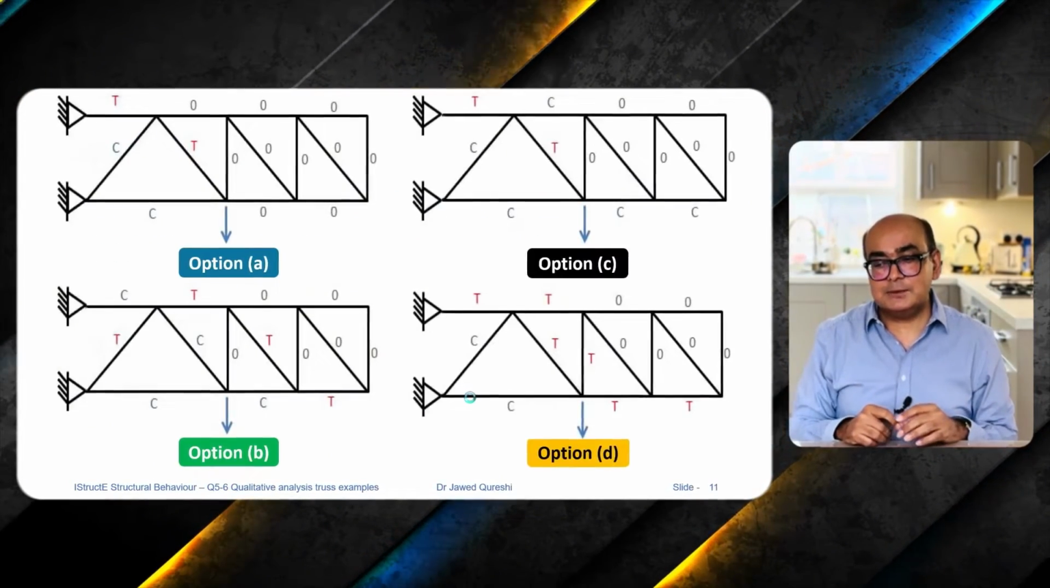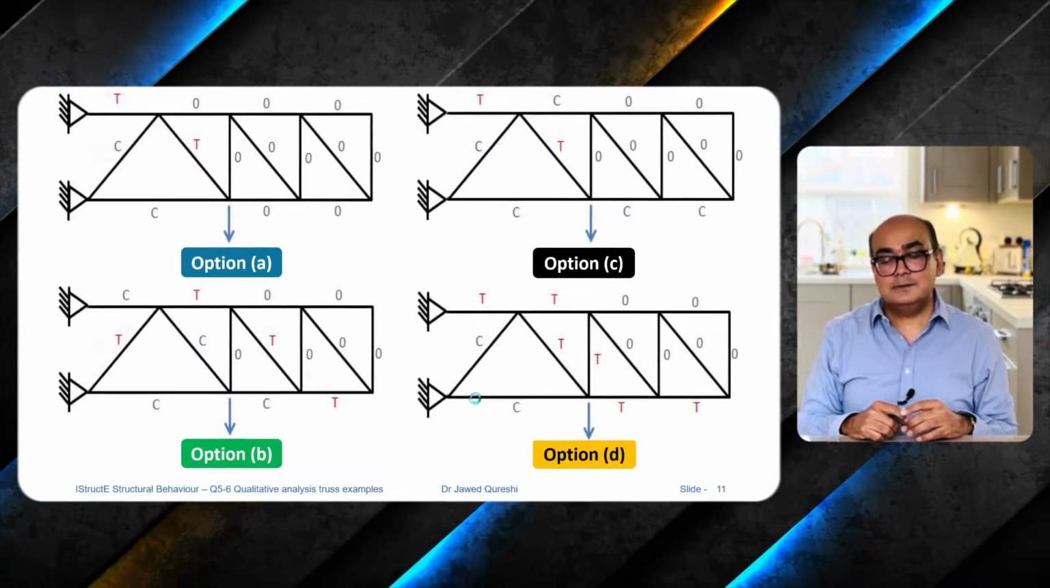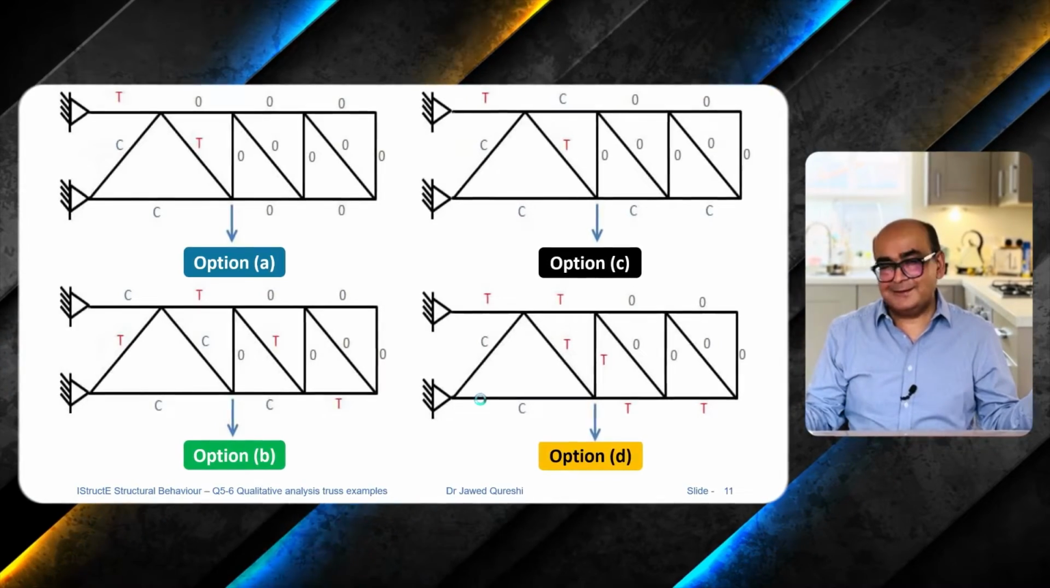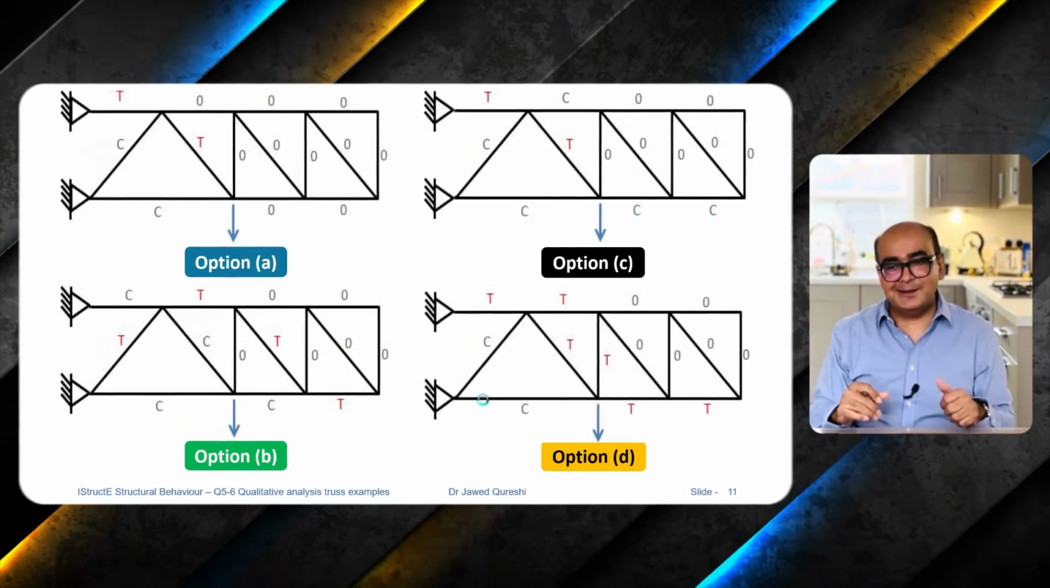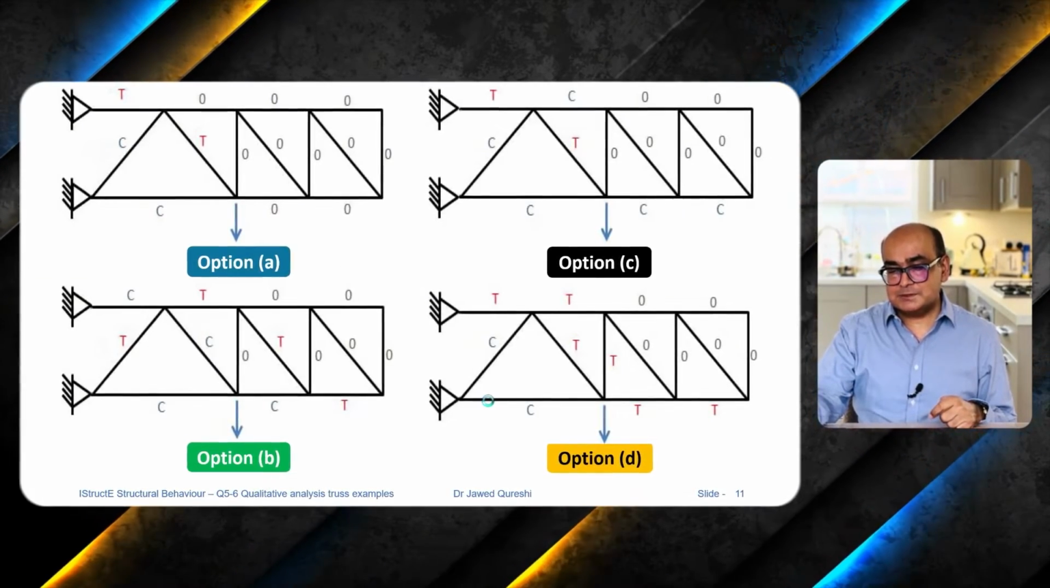These are the options that we have. Option A, C, B, and D. And I completely forgot what option was correct, so I did not practice it. Let us see how it goes. So let us evaluate these options first.